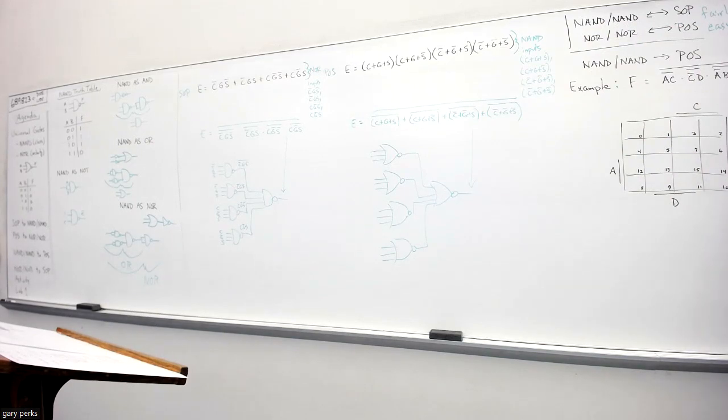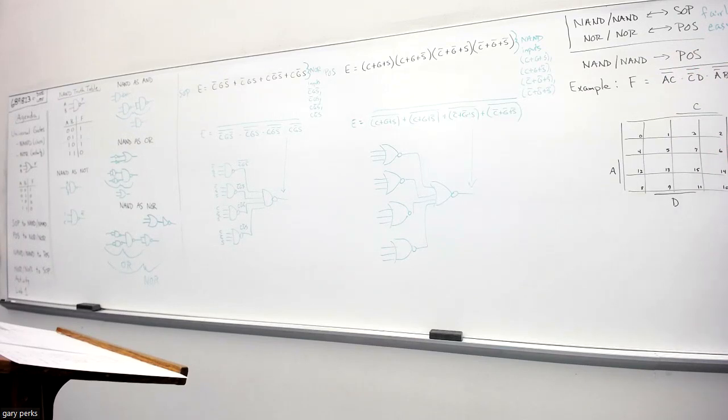What's a little bit more work, it's not really challenging, I would say, it's just more work. It's going NAND to POS and NOR to SOP. Again, NAND to SOP is fairly easy, and NOR to POS is fairly easy, but when you want to go NAND to POS or NOR to SOP, that's more work. I've got examples here to show you how to do it. And it basically comes down to a K-map. You just have to go through a K-map.